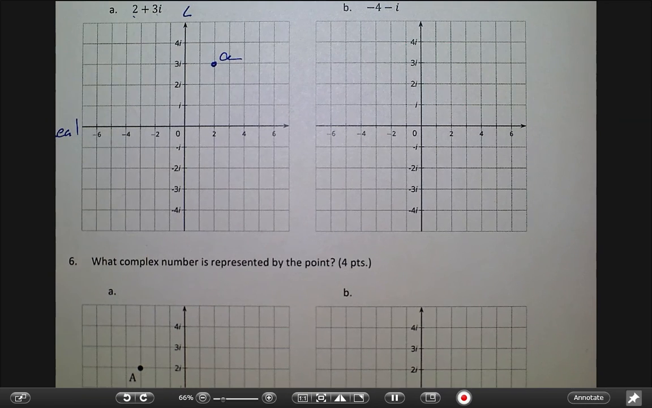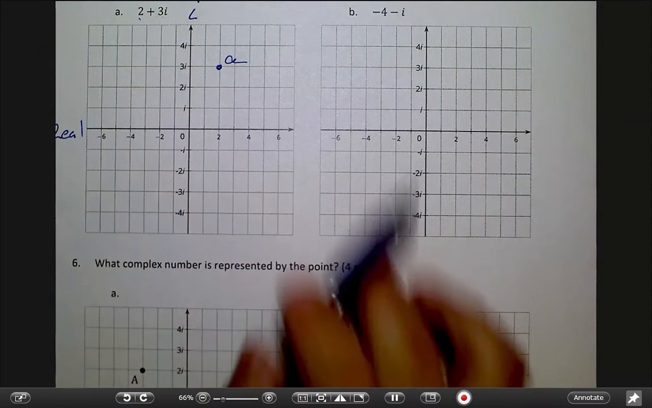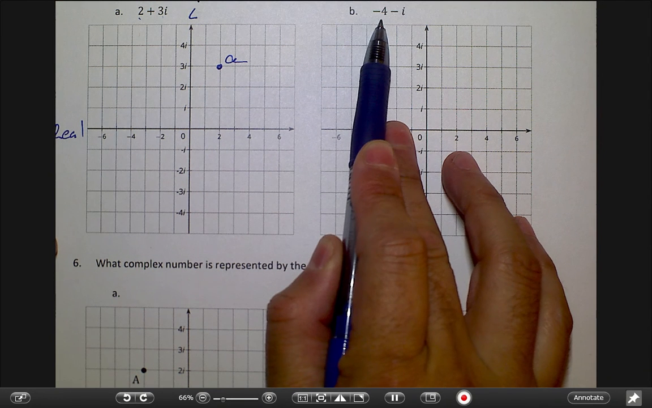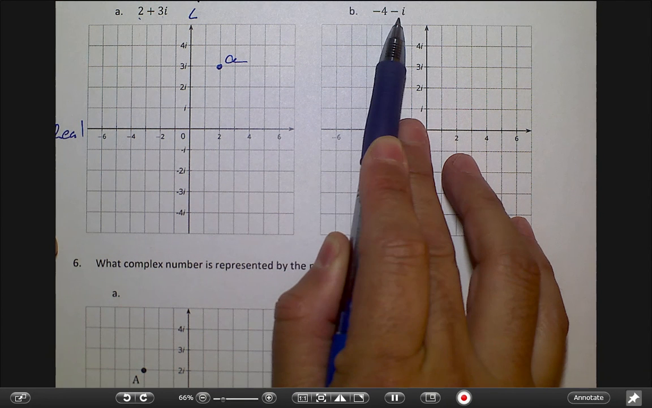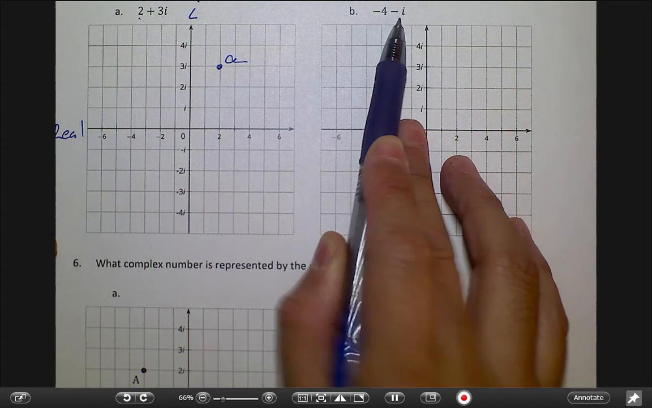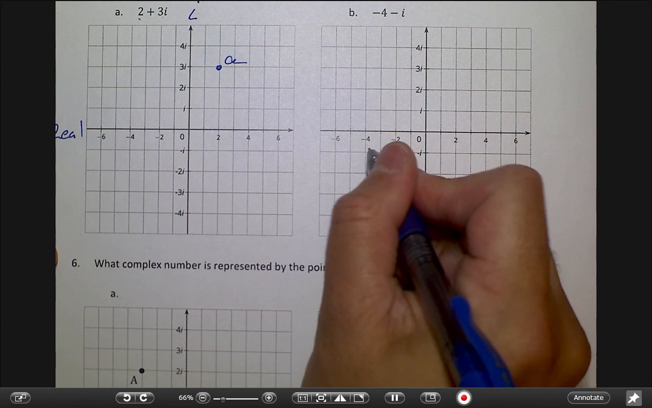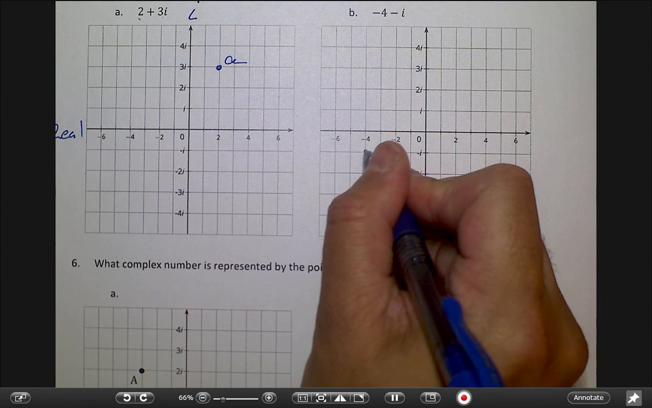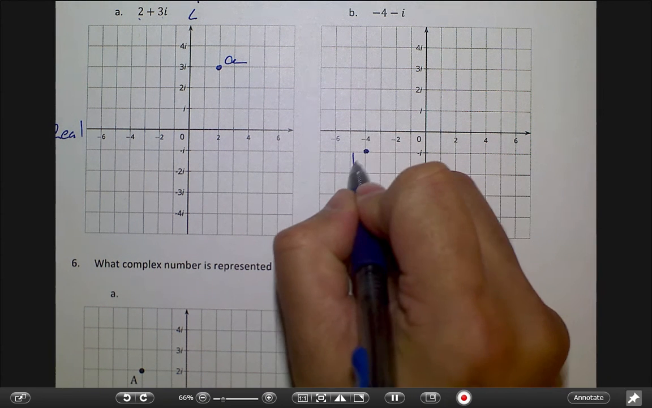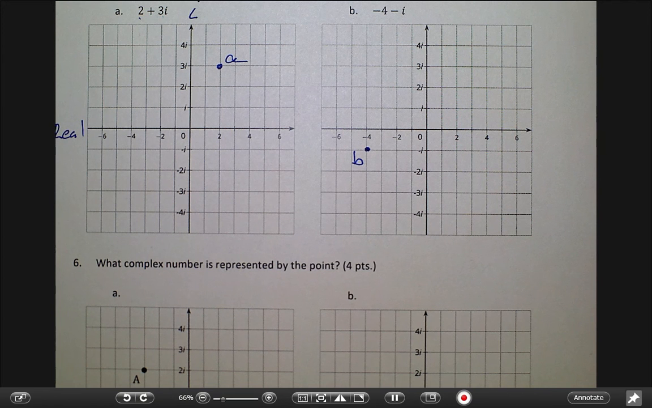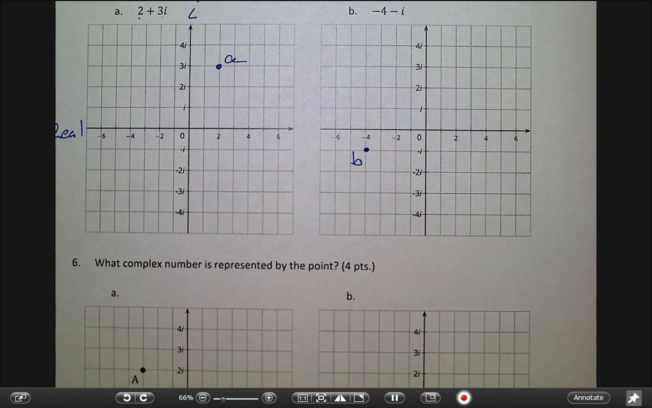Now let's look at B. So this says I'm going to the left 4 and down 1. So left 4, down 1. I'm going to put a little b right there. Questions before I move on to next ones? Okay.